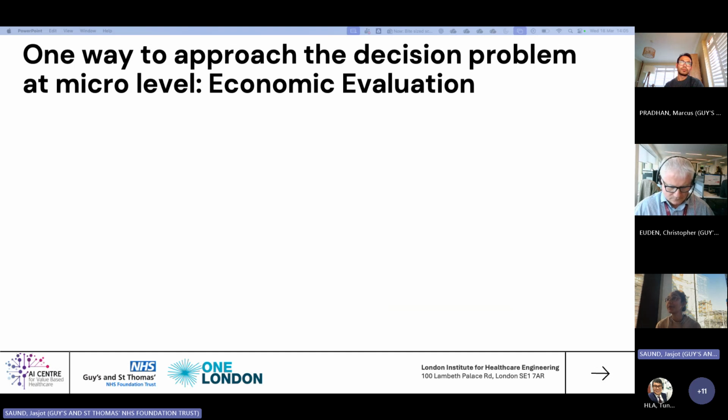One way to approach this decision problem is economic evaluation. Just to get an idea in the room, has anyone been involved in an economic evaluation in their area of work before? If yes, please do shout out and help me out because there's quite a lot to it. Someone put in the chat: demographics of the catchment area. Oh, nice. Yeah, demographics of the catchment area. Who is the population that we're trying to serve?